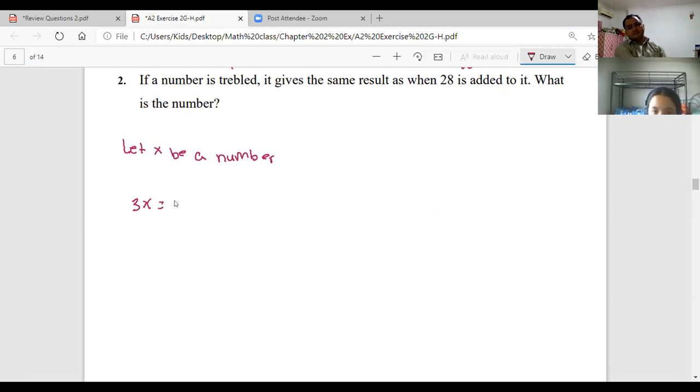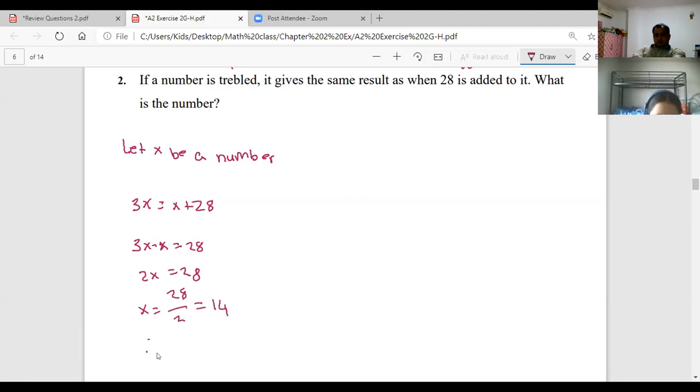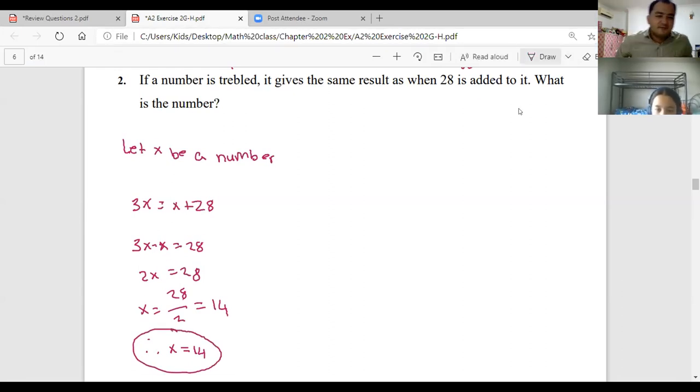It gives the same result as when 28 is added to it. So like x plus 28. Yeah, x plus 28. So what is the number? That means we need to find x. So that's 3x minus x equals 28. So that's 2x equals 28, and x equals 28 over 2, which equals 14. x equals 14, and that is the number. The unknown number is 14.